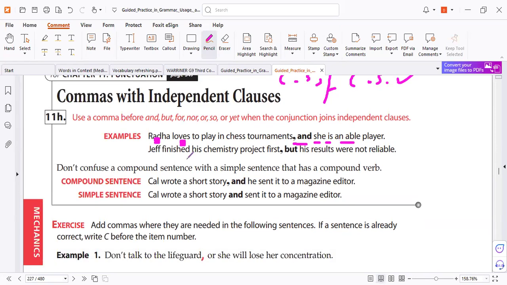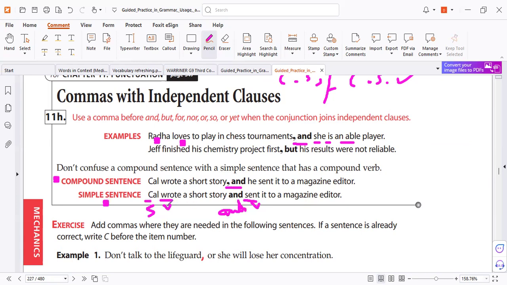Now we have a problem. If we have fanboys, we call it in English a compound sentence. But here it's a simple sentence. Why? Because we don't have a comma and a complete clause. We don't repeat the same subject. Look, should I say Cal again? No. So it's one subject that did two actions. You remember? The compound predicate: Cal wrote and sent.